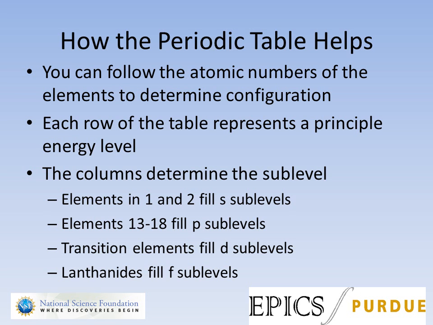As you can see from the previous picture, electron configurations relate closely to the positions of the elements in the table. Generally, each row of the table represents an energy level, and columns represent sublevels. For example, elements in the first and second column fill s sublevels. Elements in columns 13 through 18 fill p sublevels. Transition elements fill d sublevels. And lanthanides fill f sublevels. Let's do an example.